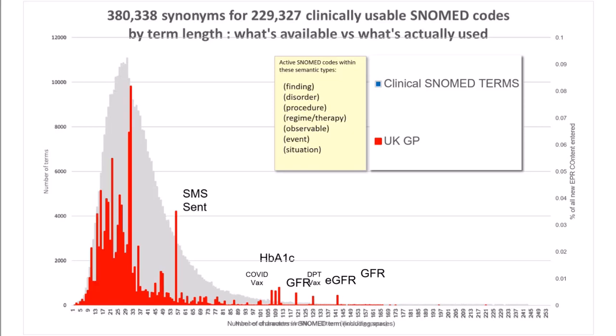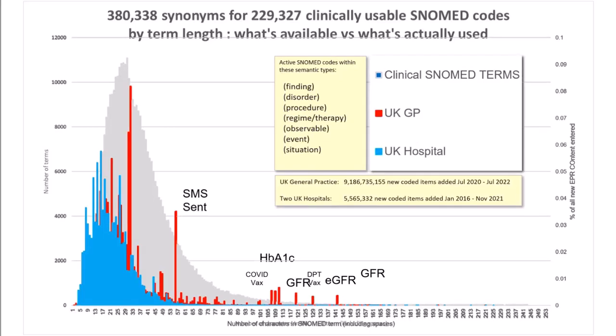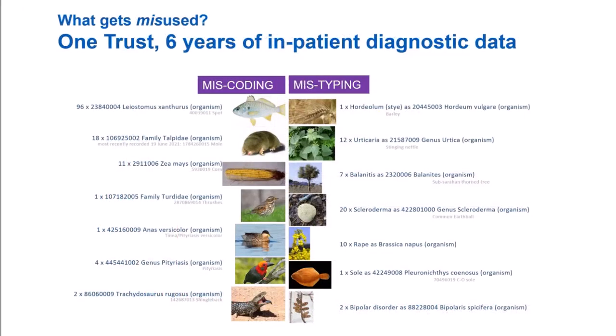So there seems to be a preference for relatively short descriptions in what UK GPs put in. In hospital, it's a much smaller data set. That GP, the red histogram, is based on just over 9 billion coded items added in the last 3 years. The blue histogram is a report of 5.5 million coded items added in 2 hospitals over a longer period of time. But again, they seem to avoid the longer SNOMED codes. They prefer short, snappy phrases. That may well be a consequence of the user interfaces that they're given to pick the SNOMED codes. But in secondary care in particular, there's very little constraint or guidance on what SNOMED codes you enter.